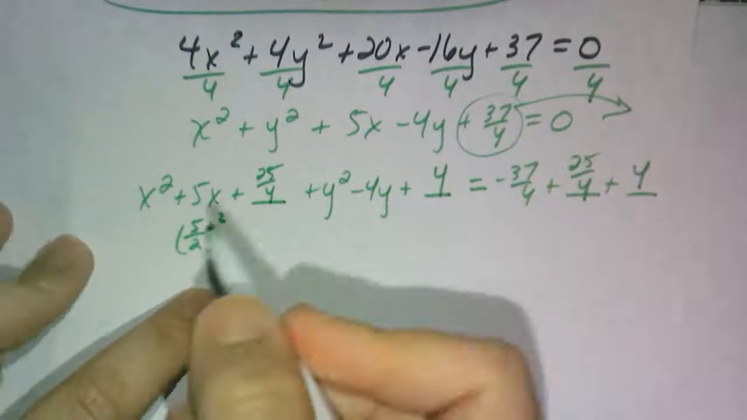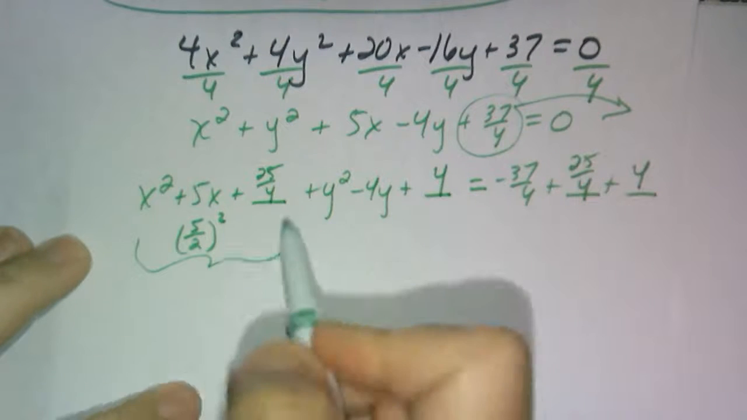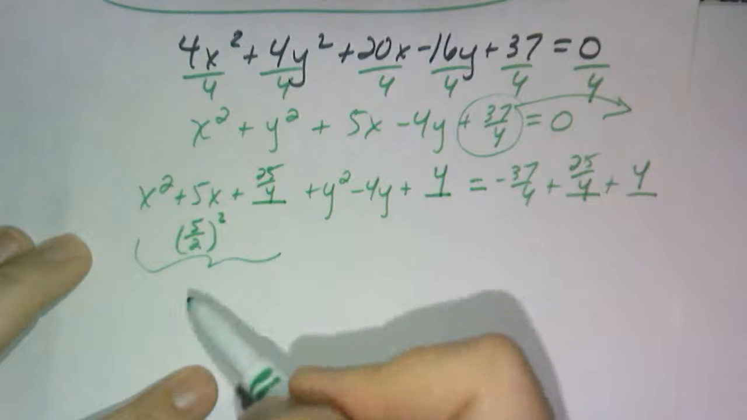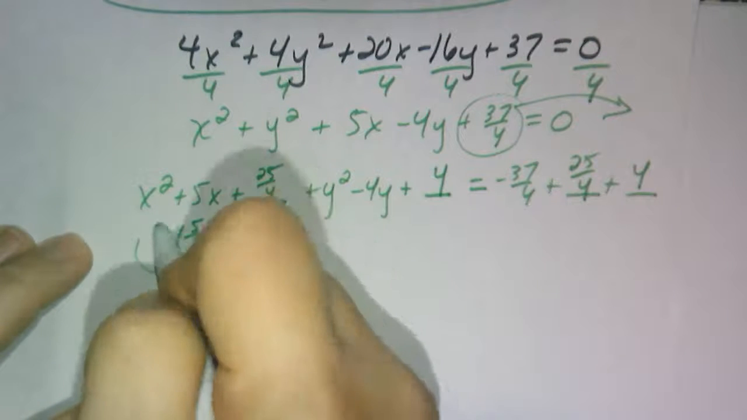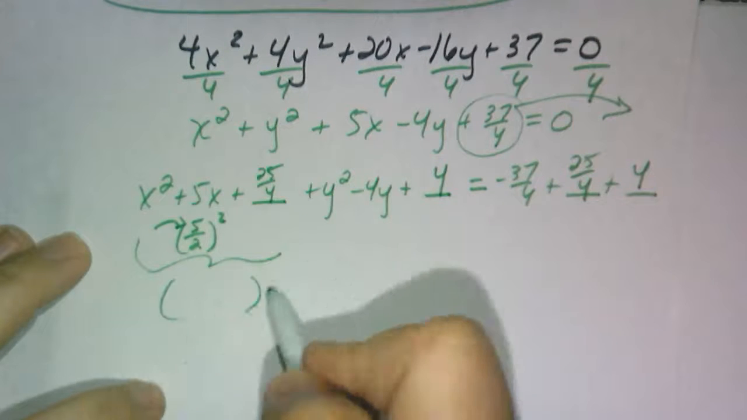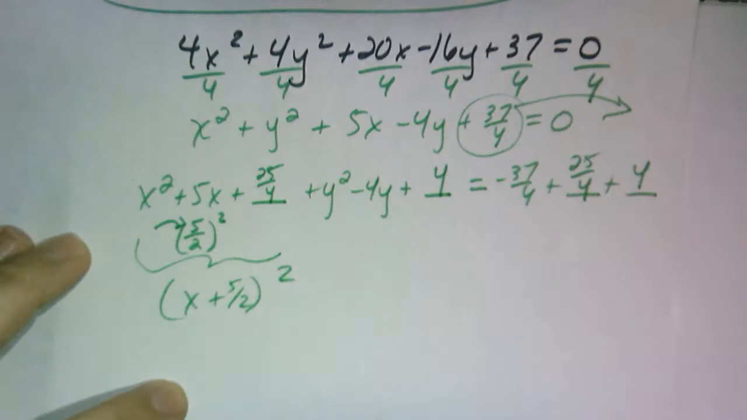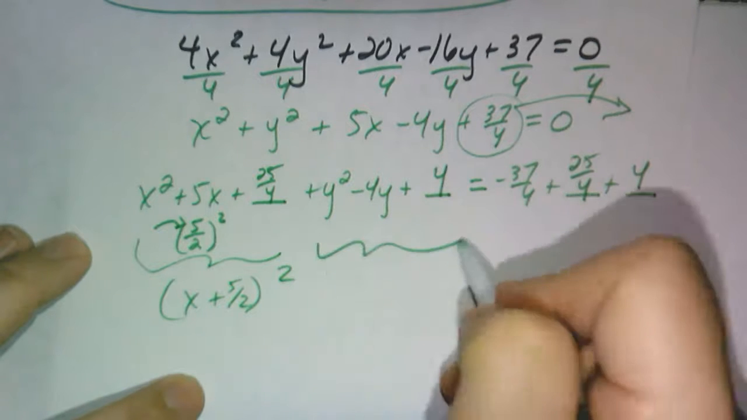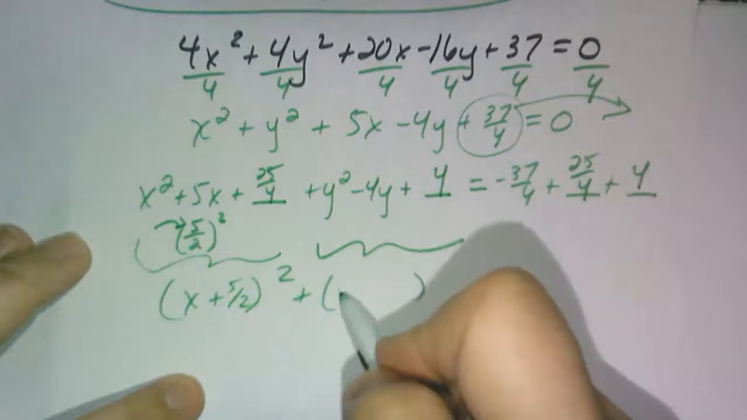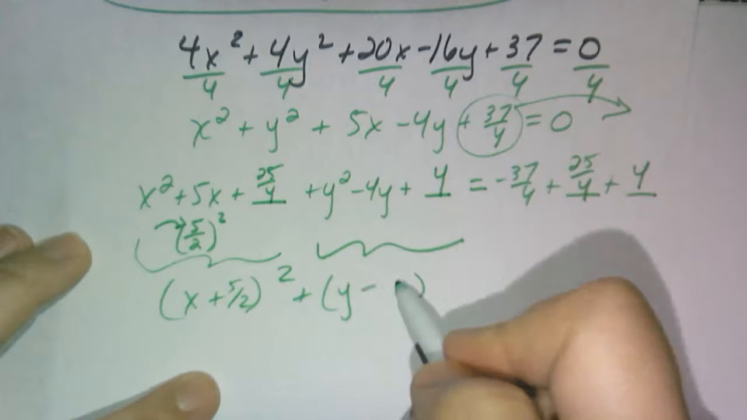Now, a lot of students are like, well, I don't know how to write this as something that's being squared. It's this right here, whatever you took a half of. It's this, x plus 5 over 2. And this one would be what? Y minus 2.